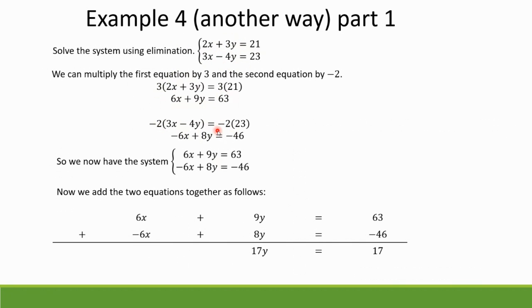By doing this, we can see now that the coefficients of x in our new system are the same except they're opposite in sign, 6 and negative 6. So if we were to add these, x would vanish. The x variable would be gone. And that's what we can do. So we have 9y plus 8y here is 17y. If you add these, you just get 17. And the x is gone.